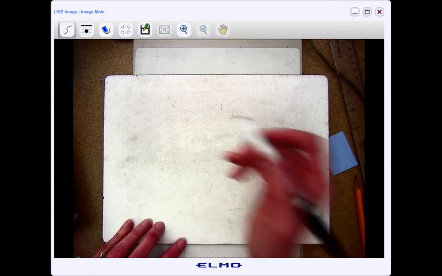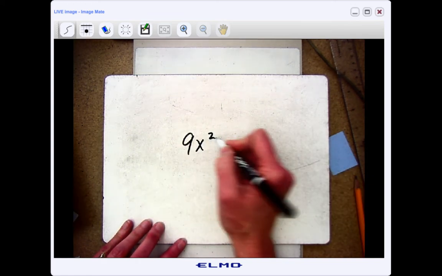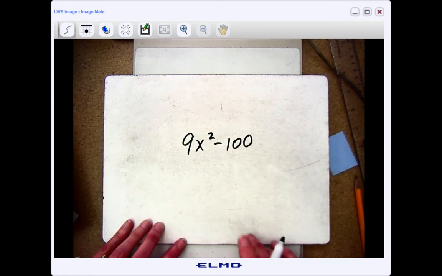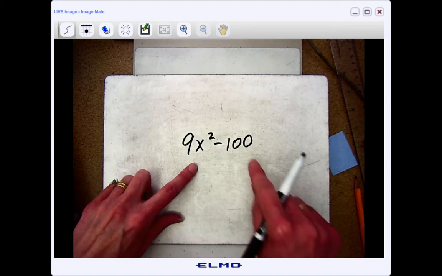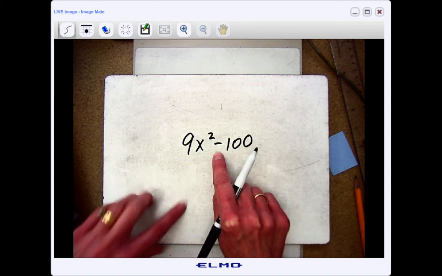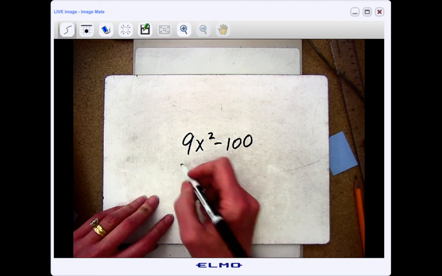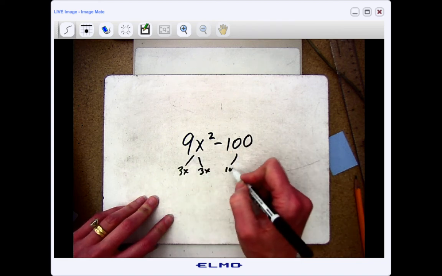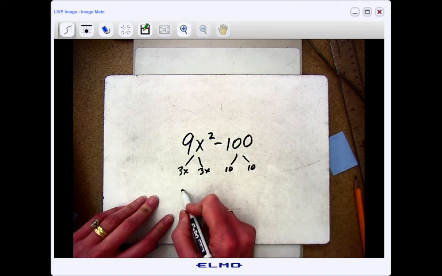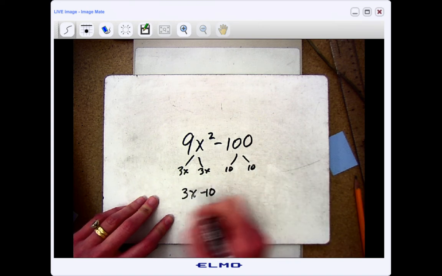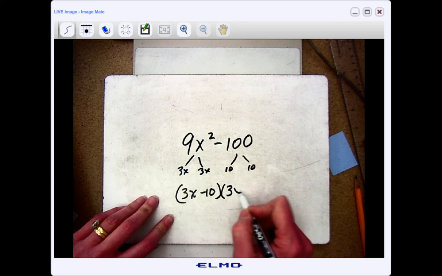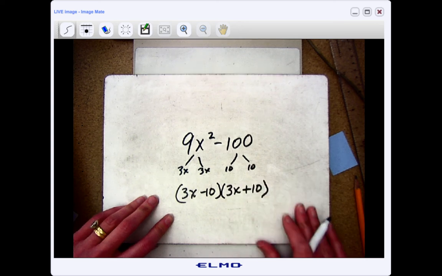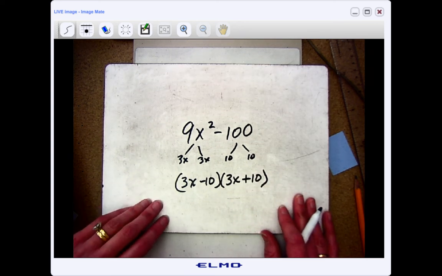Okay, so how about 9x squared minus 100? Perfect square? Yep. Perfect square? Yep. Subtraction? Yep. Okay, what's it going to factor into then? 3x and 10. Difference of two squares. It's going to be 3x minus 10 and 3x plus 10. That would be that factoring pattern.